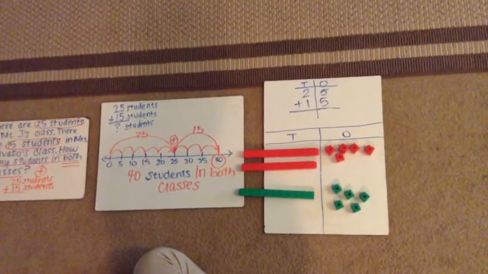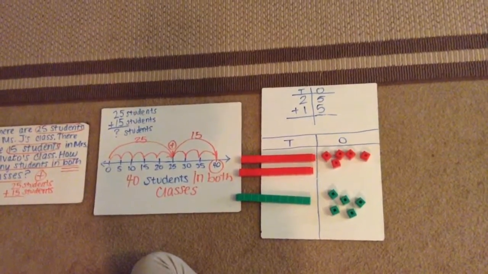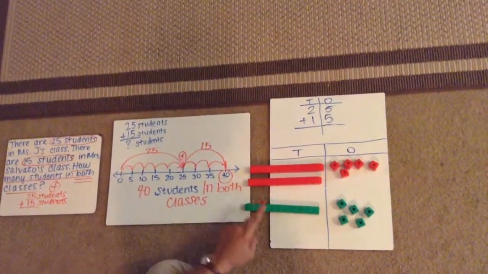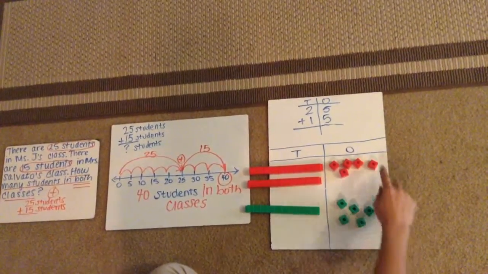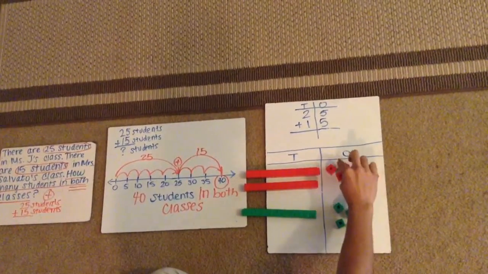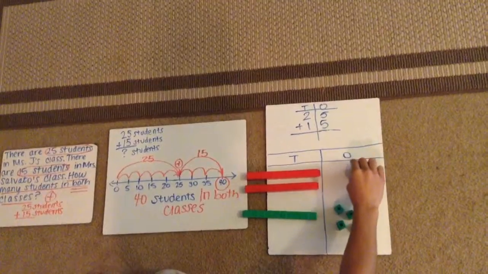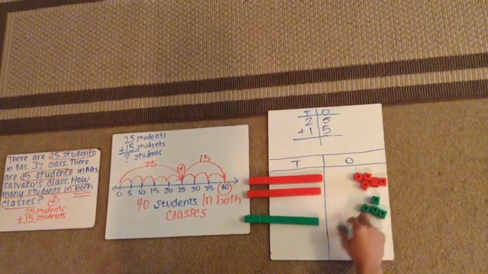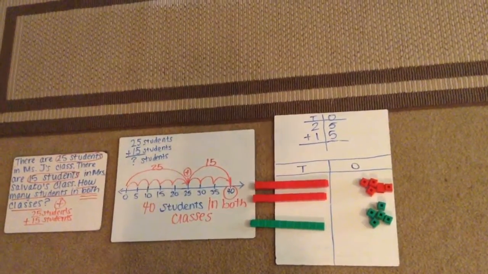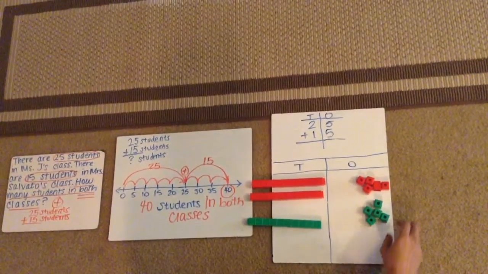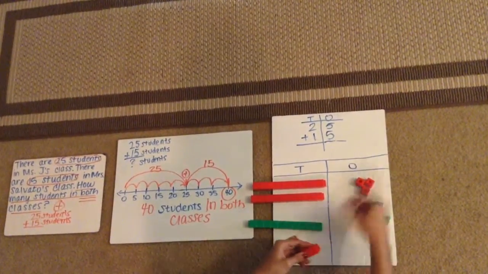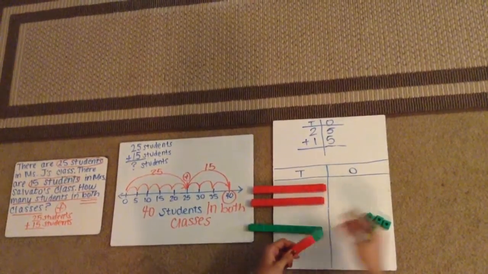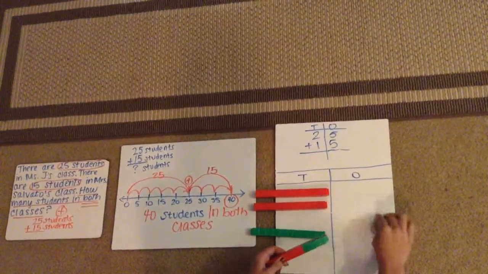Now we have to make sure that we don't have more than 9 units in the ones place, because we know that 10 units equals 1 long. So let's count them. 1, 2, 3, 4, 5, 6, 7, 8, 9, 10. Uh-oh, there's 10 in the ones place. You know what that means. We can regroup because we know that 10 units make 1 long.